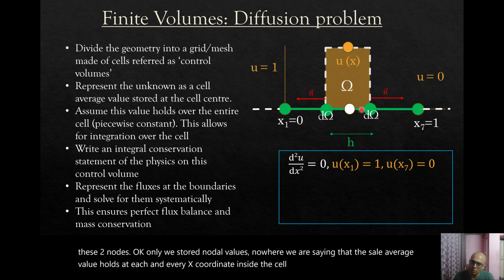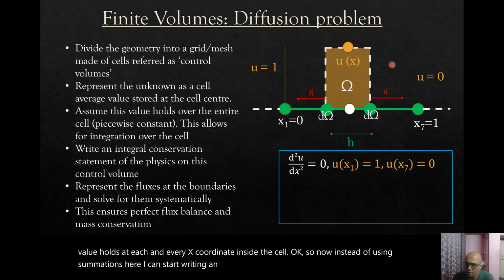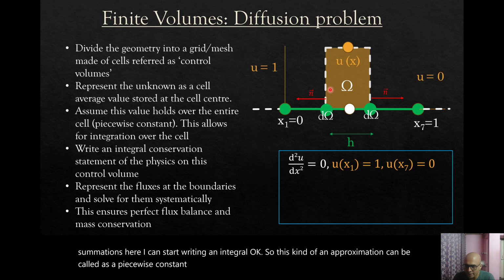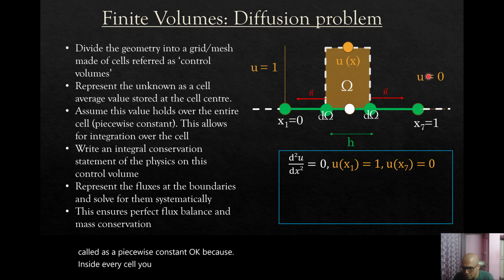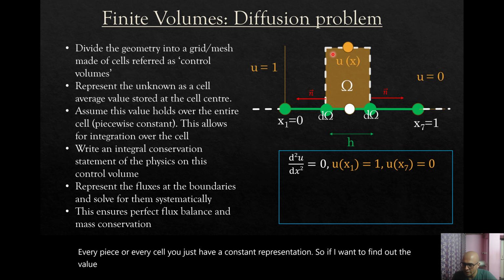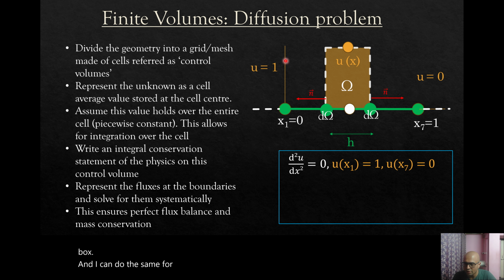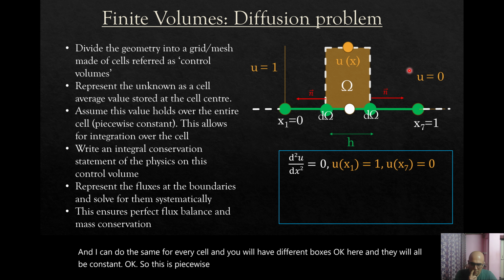So now, instead of using summations, I can start writing an integral. This kind of approximation is called piecewise constant, because inside every piece, or every cell, you just have a constant representation. If I want to find the value of u inside this cell, I can just integrate, which means I can find the area under this box, and I can do the same for every cell. You will have different boxes, and they will all be constant. So this is a piecewise constant representation.